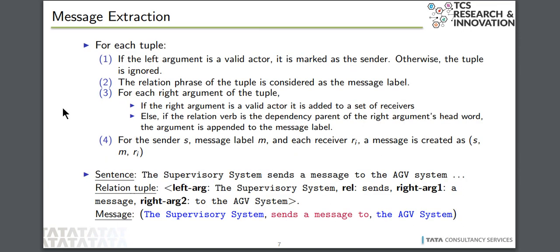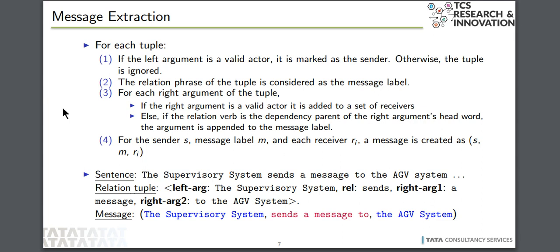To tell you more about the message extraction technique, what we do is we run that relation extraction tool, the Stanford OpenIE, on each statement in a use case, and for each tuple that we obtain, we do this 4-step process. We say that if the left argument is a valid actor according to our definition and gets extracted by our technique, then it is marked as the sender of that particular tuple, and we go forward. If the left argument is not a valid actor, we simply ignore the tuple.